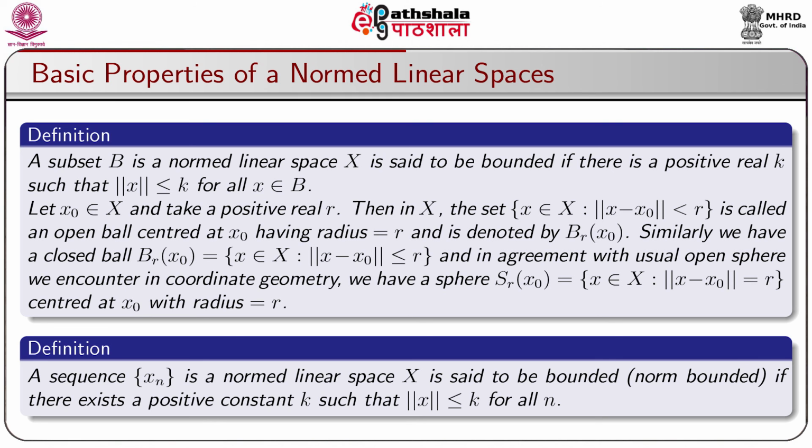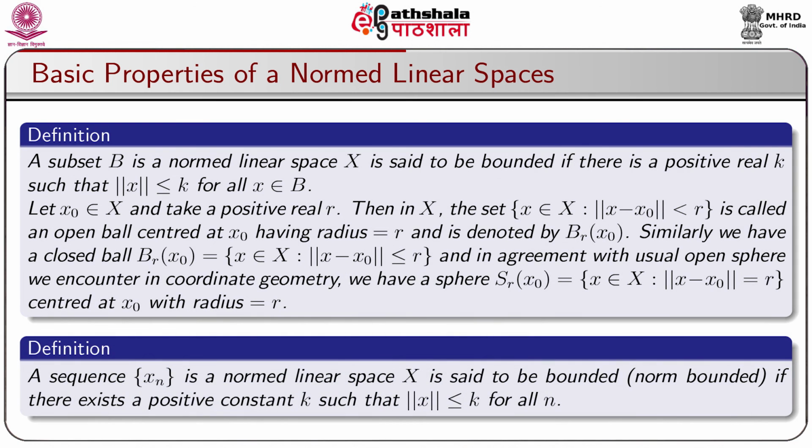Similarly, we have a closed ball B_R[x naught], equal to the set of x belonging to X such that norm of x minus x naught is less than or equal to R. That is the collection of all such elements x belonging to X whenever norm of x minus x naught is less than or equal to R. And in agreement with the usual sphere we encounter in coordinate geometry, we have a sphere S_R(x naught), equal to the set of x belonging to X such that norm of x minus x naught is equal to R, centered at x naught with radius R. For spheres we write S, and for open ball and closed ball we write B. That is why we have written S_R(x naught) and B_R(x naught) in the respective concepts of balls and spheres.